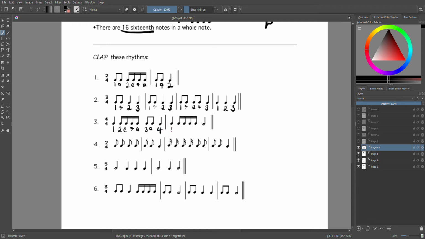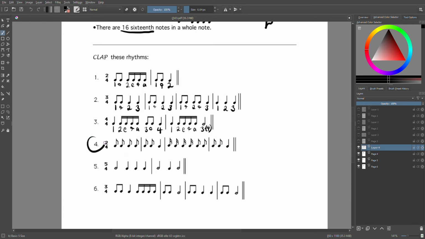Next measure, 1, 2, E, and a. 3, 4, or 4 in parentheses, because we have to hold that for a full 2 beats. So the way we count this is 1, 2 E and a 3 and 4. 1, 2 E and a 3, or 3, 4 if you want to say the 4 again, just as long as you hold this note for a full 2 beats.